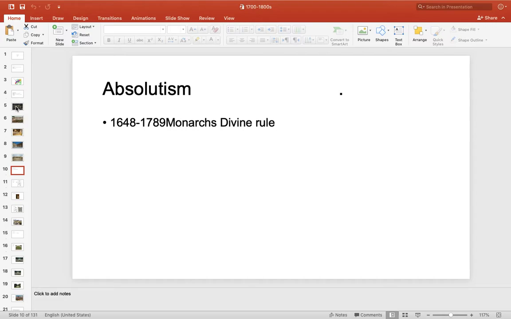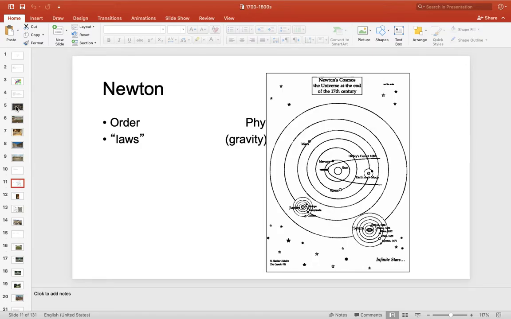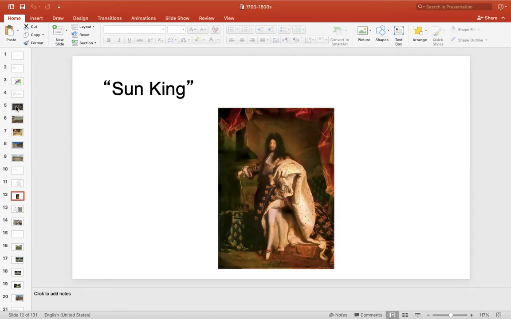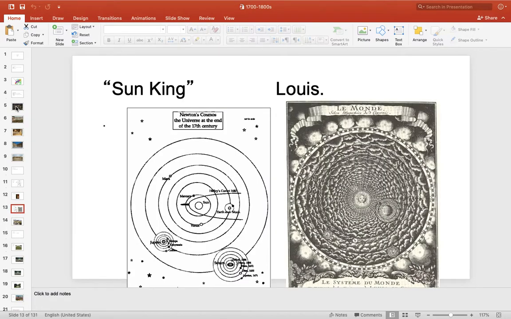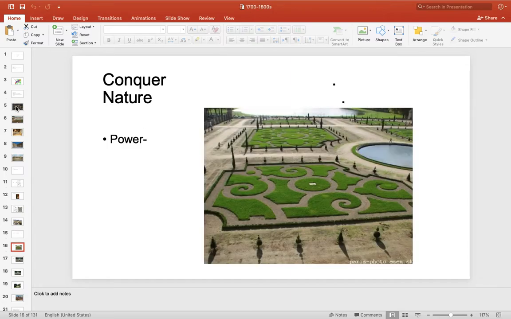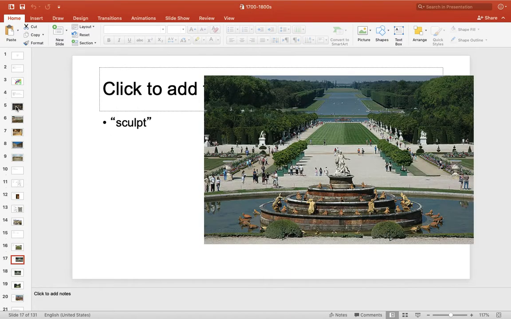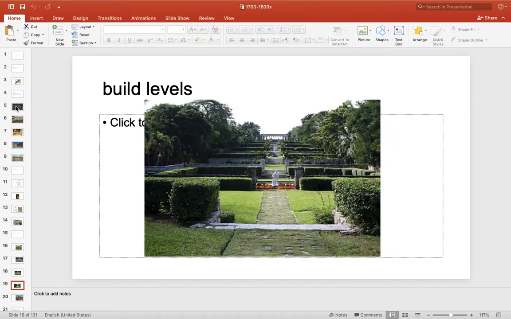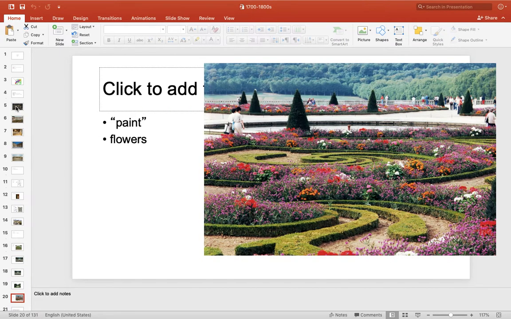All right, absolutism, that's the idea of monarchs with absolute power, that God wants them to rule. Newton talked about order in the universe, and then Louis sees himself as the Sun King, as the center of the universe. There's Versailles. We've got the gardens, the theme of conquering nature, the theme of taking the forest and sculpting it with water and levels, painting with flowers.